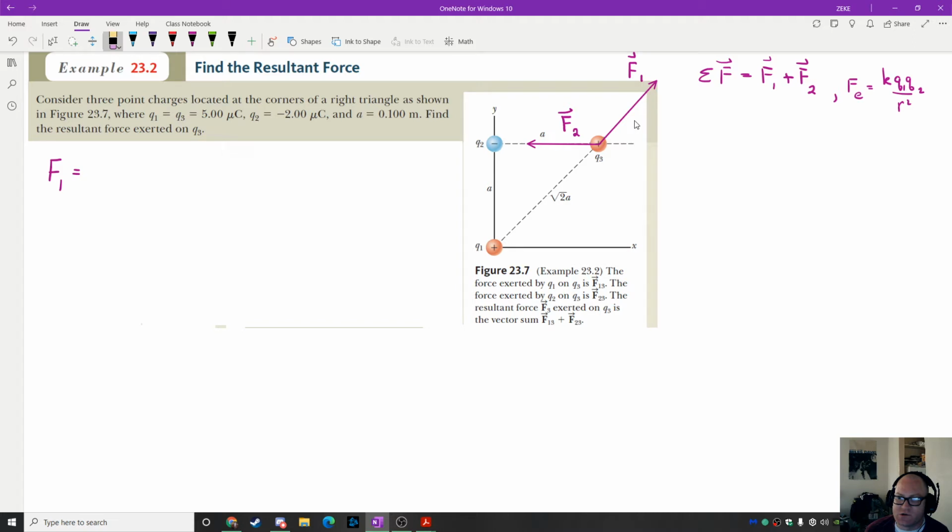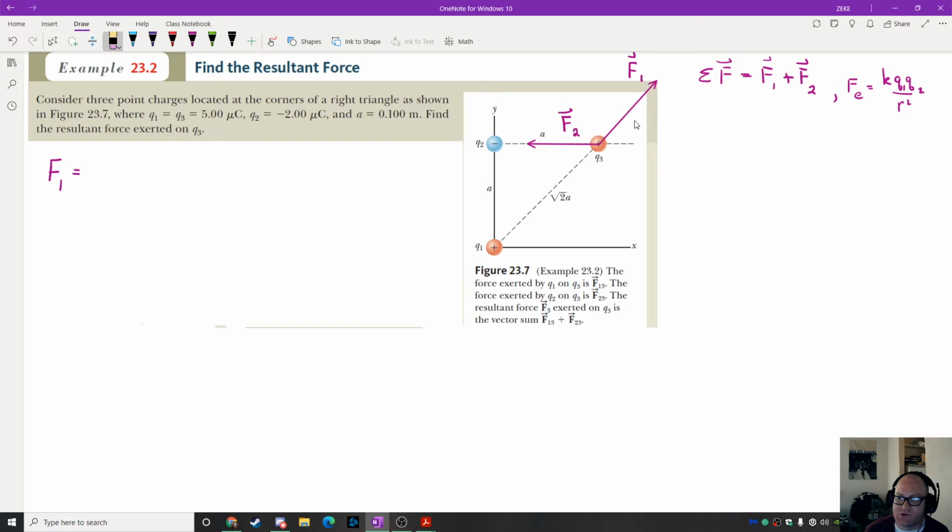Let's immediately plug in these values. K is 9 times 10 to the 9. As much as you hate doing it, I'm sure, be sure that you write these units down all the time until you get really, really, really confident with this stuff. And even then, you should still continue to do so.